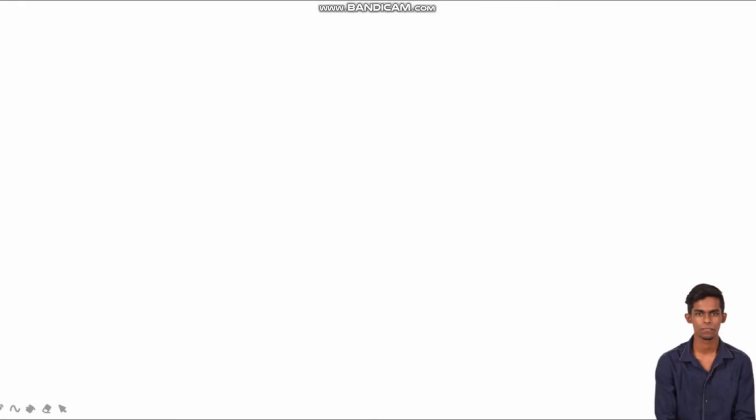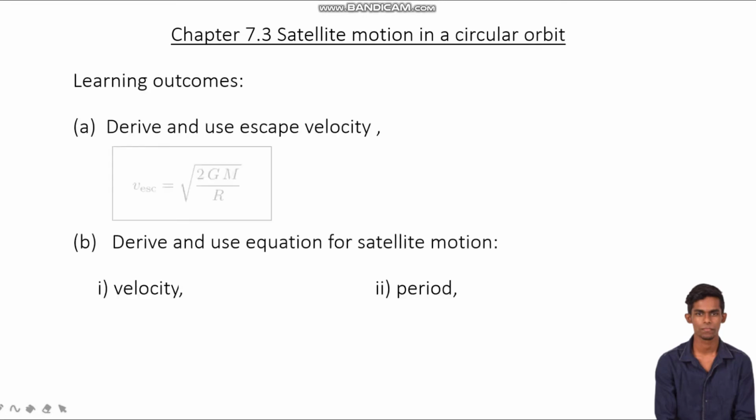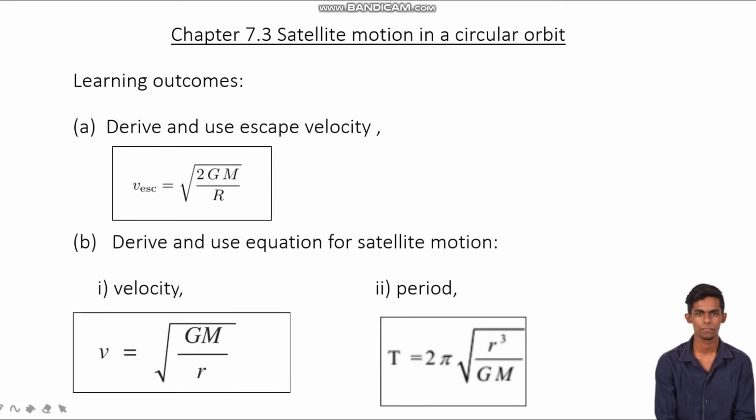Hi, I'm Dharam Mahavir from SN5P4, and today I'm going to discuss chapter 7.3, Satellite motion in a circular orbit. The learning outcomes of this subtopic are that we should be able to derive and use escape velocity, and derive and use the equation for satellite motion to find the velocity of the satellite and the period for one revolution.